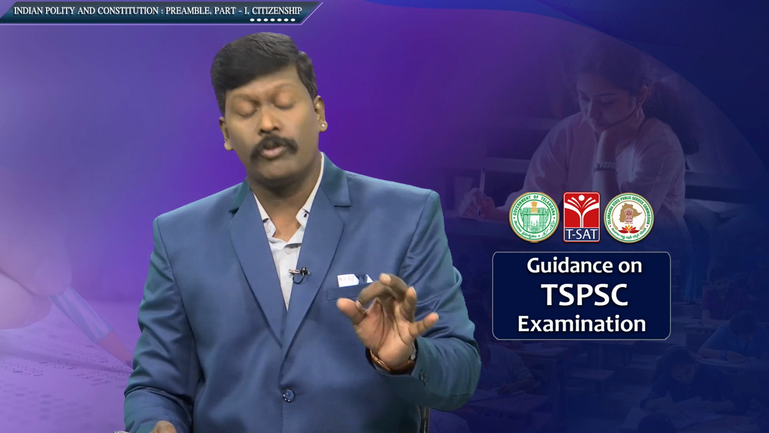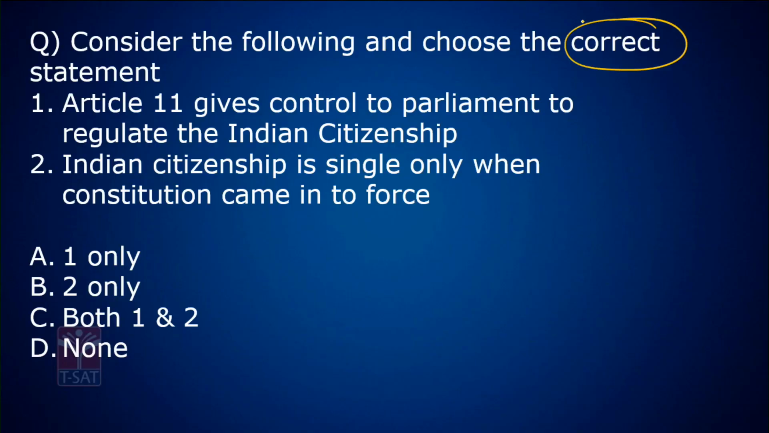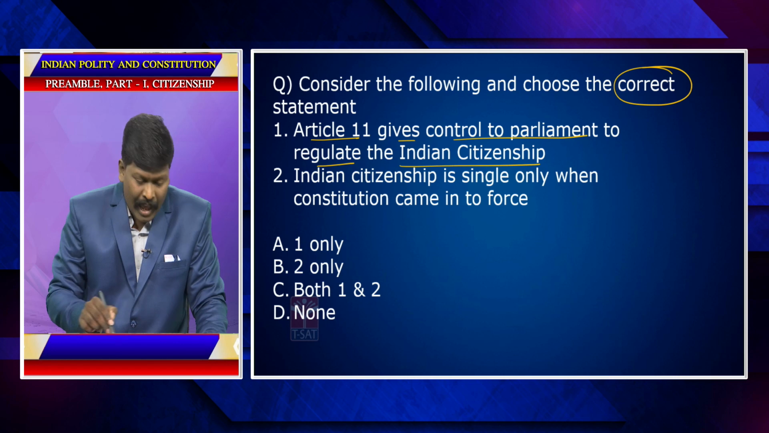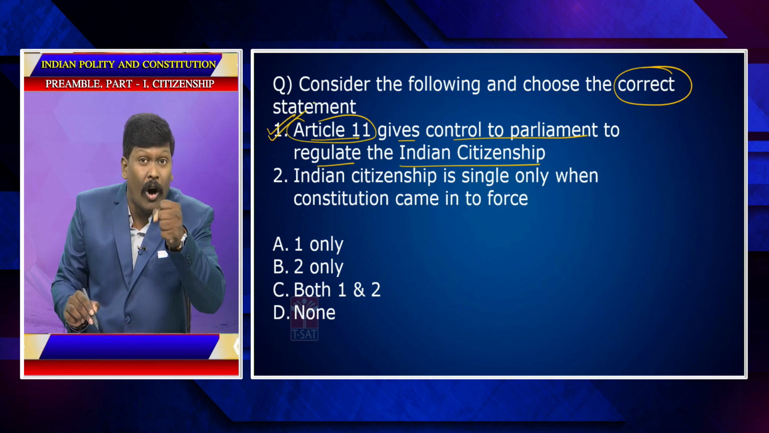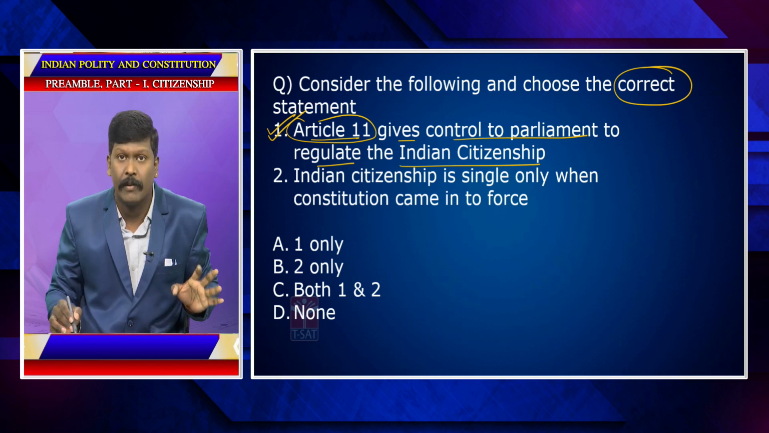Consider the following and choose the correct statement. See, correct statement. This is linked to Indian citizenship. Article 11 gives control to the Parliament to regulate the Indian citizenship. Is this leaked? At the beginning only I told. According to Article 11 of the Constitution, Parliament has all the rights to regulate the Indian citizenship. So, this is correct.